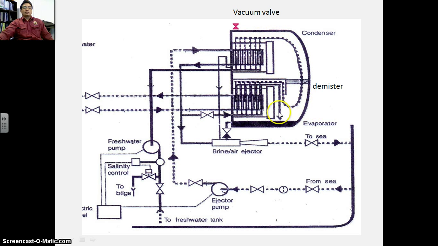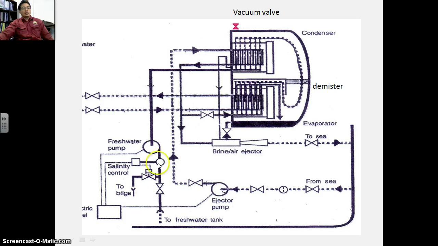The remaining seawater and brine will collect at the bottom of the vessel and be drawn out by the brine ejector to overboard. The freshwater from the condenser is sucked by the freshwater pump to the freshwater tank.